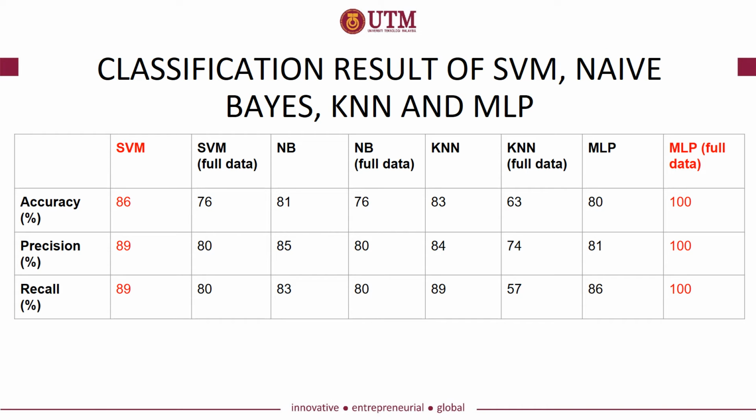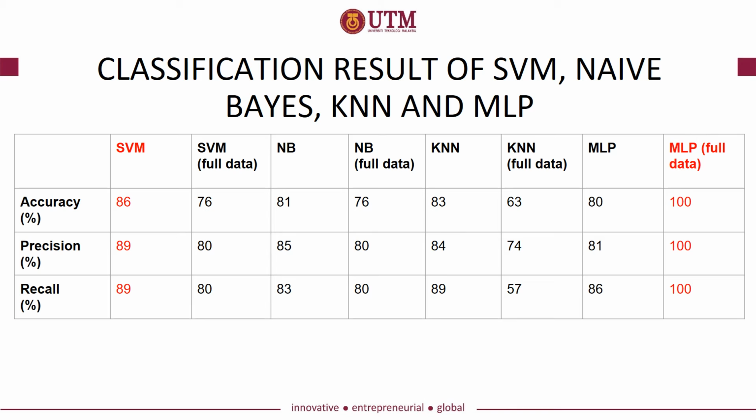However, this result contradict when using a full dataset where the highest accuracy is achieved by MLP with an accuracy of 100%. Both SVM and Naive Bayes obtained the same value of accuracy, which is 76%, while KNN achieved the lowest accuracy with a value of 63%. As for precision in 250 data, it can be seen that SVM also has the highest value, which is 89%, followed by Naive Bayes with a precision value of 85%, along with MLP and KNN, which obtained 81% and 84% respectively. The lowest value of recall is achieved by Naive Bayes with a value of 83%, while other three classification methods achieve 89% and 86%.